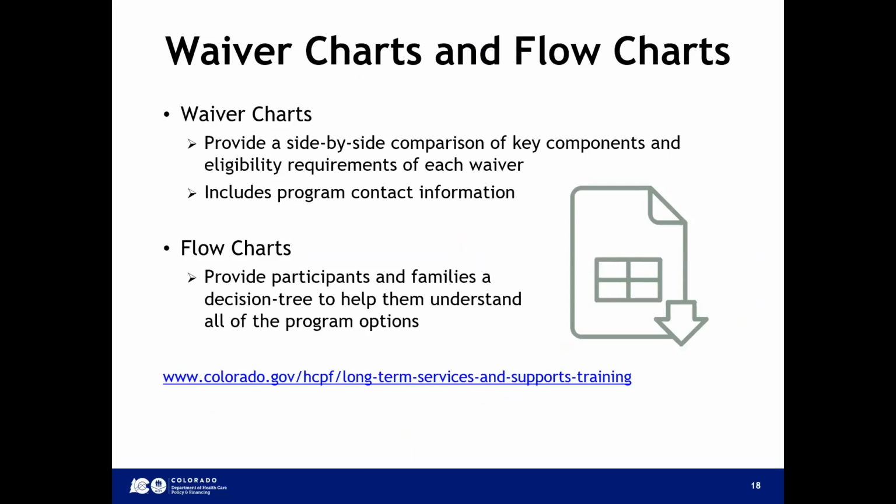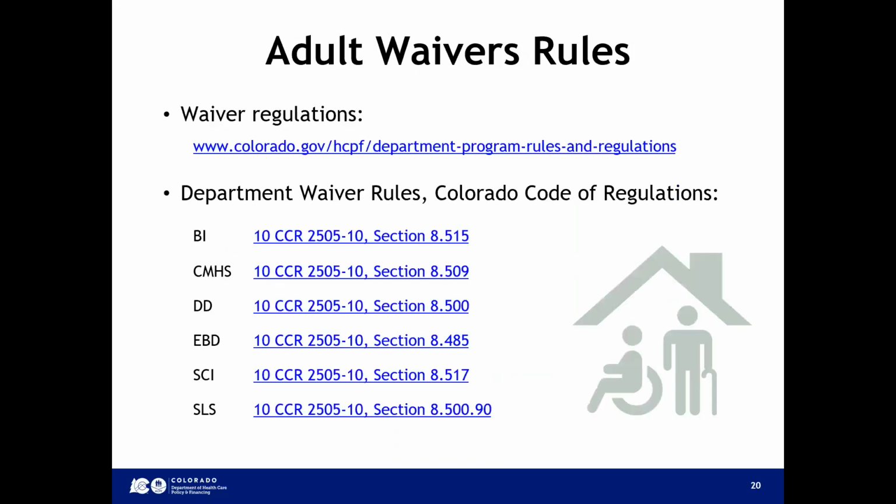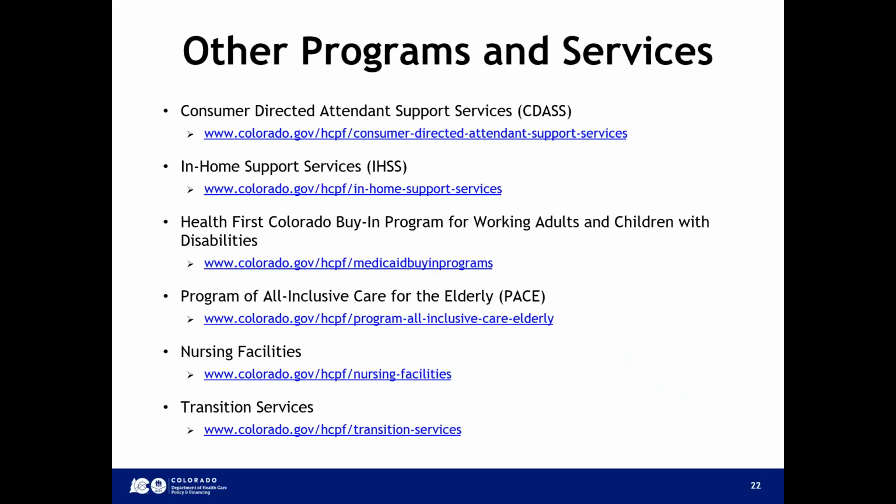This has a whole bunch of links to different things like waiver charts and flow charts. These will show you exactly what's offered in each waiver. Here are some links to find out who your closest single entry point or your closest CCB is. Here's a link to all of our rules, and the actual waiver document you can find as well. And then here's some more rules, and some other programs. Like CDOS, I mentioned, here's a whole web page just on CDOS.